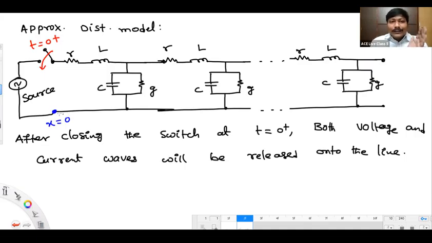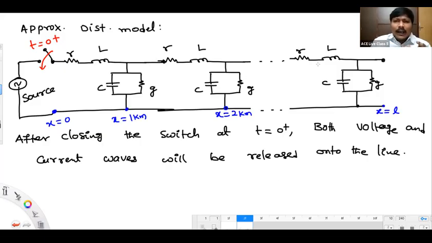For example, when these waves cross one section, how much distance have they traveled? 1 kilometer. If the waves have traveled two sections, it will be 2 kilometers. And towards the end of the line, we can say x equals L. Please kindly understand.